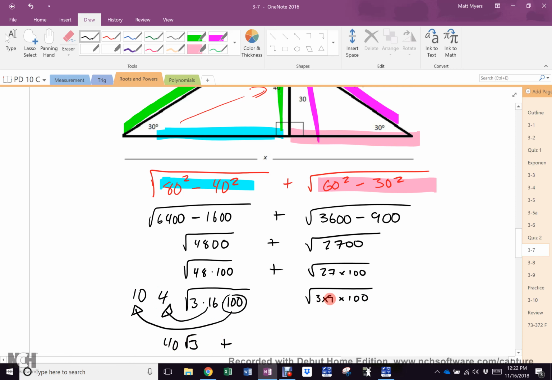Plus, what's the square root of 9? 3. So what comes out? 3. What's the square root of 100? So what comes out? 10. They're now what? 30 root 3. What is 40 root 3's? And then 30 more root 3's. 70 root 3's.